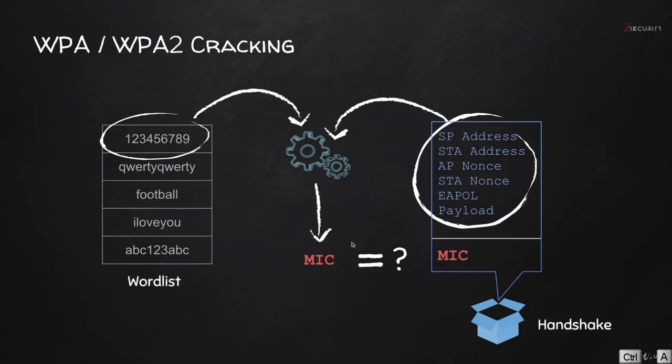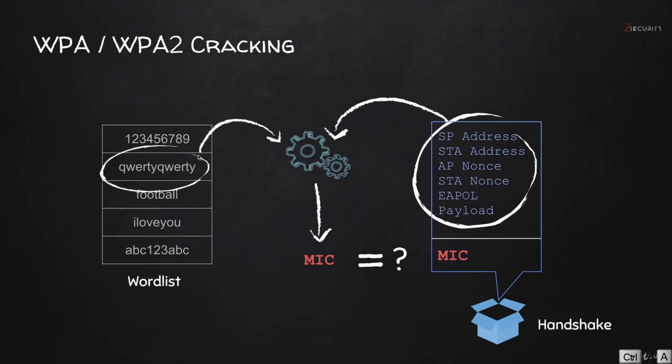If the MIC generated using this information plus the first password is the same, then the password used to generate this MIC is the password for the network. Otherwise, this password is wrong and it'll move to the next password. Again, it'll do the same. It'll use all of this information combined with this password, generate a new MIC, compare this new MIC to the one that's already in the handshake. If it's correct, then this is the password. If it's not, then it's going to move on to the next password.